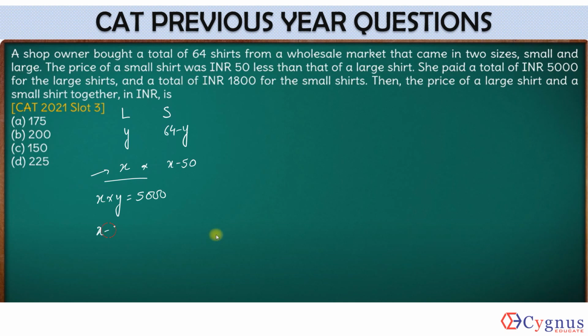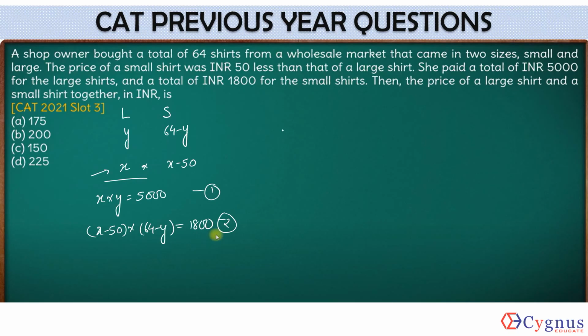That means (x minus 50) into the number of small shirts, which is 64 minus y. This product has to be 1800. This is equation number one, and this is equation number two. Two variables are there. You'll have to eliminate y out of these two. After that, you'll be left with a quadratic equation, and you'll have to solve it to get the value of x. It's a very lengthy process because the terms will be in thousands.